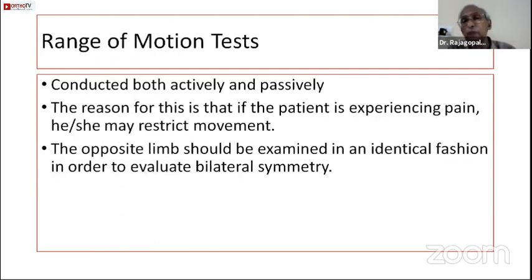Always do the active movement first. Because if active is painful, you be careful. If you go passive, the patient will be more apprehensive. If it is not painful, then you can still do it gently without pain to the patient. And examine the opposite limb in identical position.